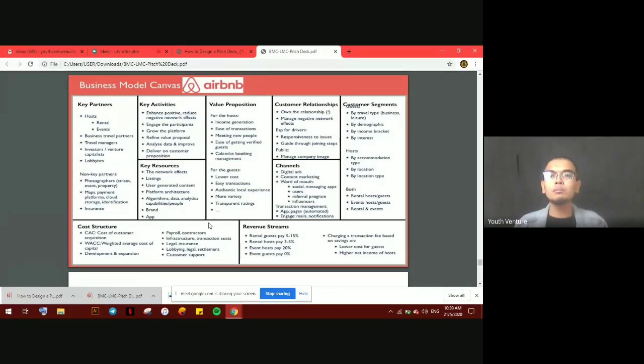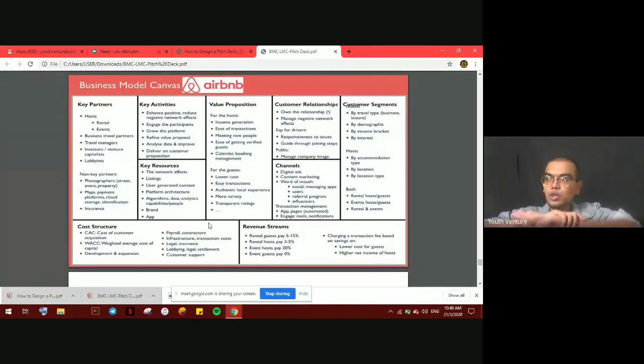In terms of customer relationship, they do not just describe one customer relationship. What they do is they own the relationship. They manage a negative network effect, especially for drivers, so especially for the host. And when we talk about key partners, they describe their host as both customer segment and key partner, as well as rental, events, and business travel partners.